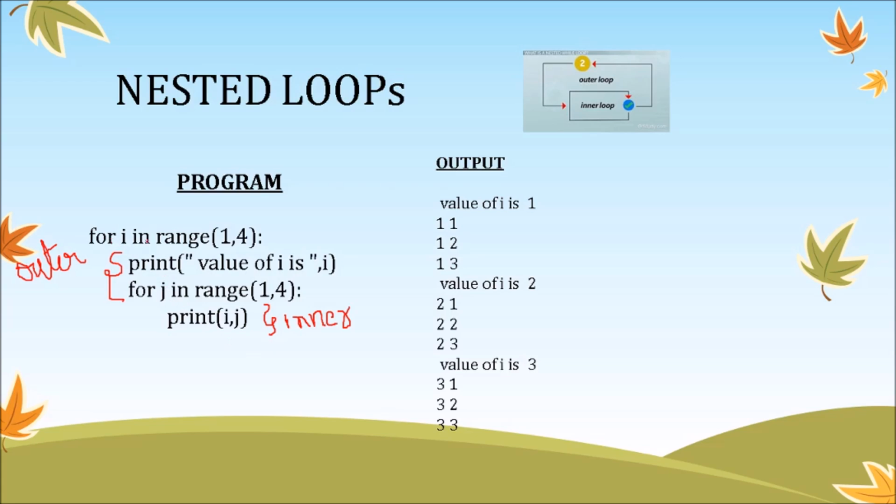So for i in range 1 to 4, initially i will take value 1, then it will take value 2, and then value 3. It is printing the value of i after each iteration of the outer loop. These two statements comprise the body of the loop. For each iteration of i, these two statements will get executed. First is the print statement, because of which you get value of i is 1, value of i is 2 and value of i is 3.